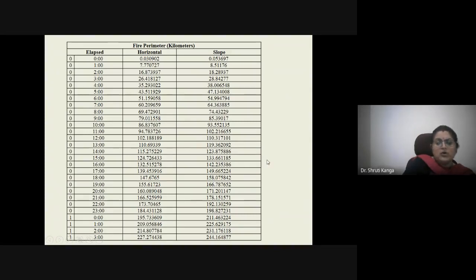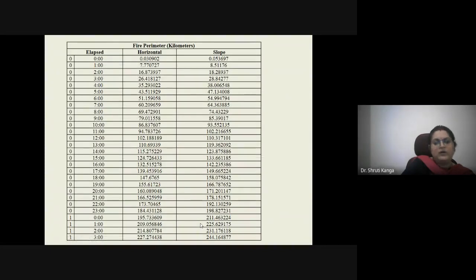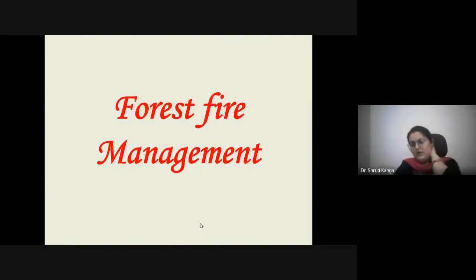So this simulation is very important. If you can manage the fires based on this simulator in the very initial stage, we can stop the amount of loss which will grow with the increase in number of hours or number of days. Based on these things, we can go for different management strategies also.